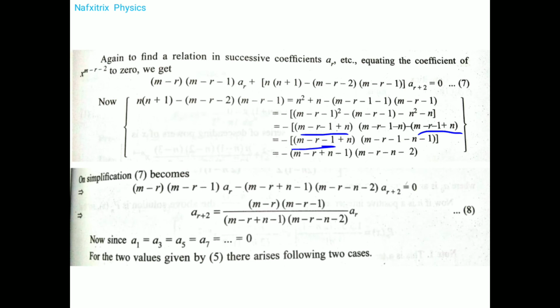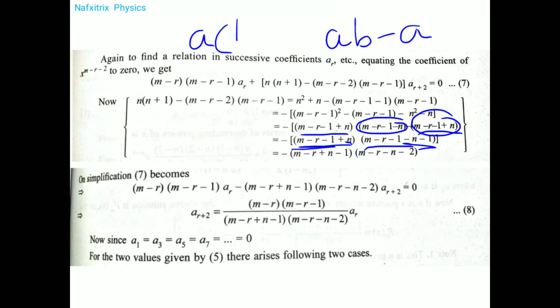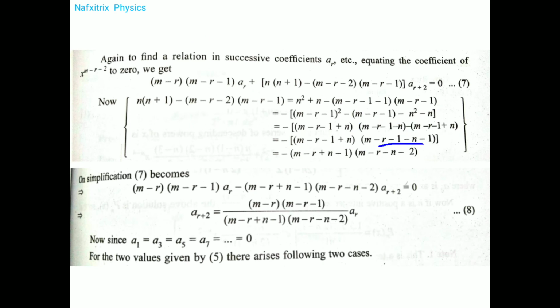So if we take it common, what would remain here is m minus r minus 1 minus n, and here minus 1. So minus 1. So it is just like ab minus a. So if we take a as common, what would come? a into b minus 1. So b minus 1, like that. And here if we do simplification, m minus r plus n minus 1 is the same. m minus r minus n minus 1 minus 1, minus 2. So finally we have simplified.